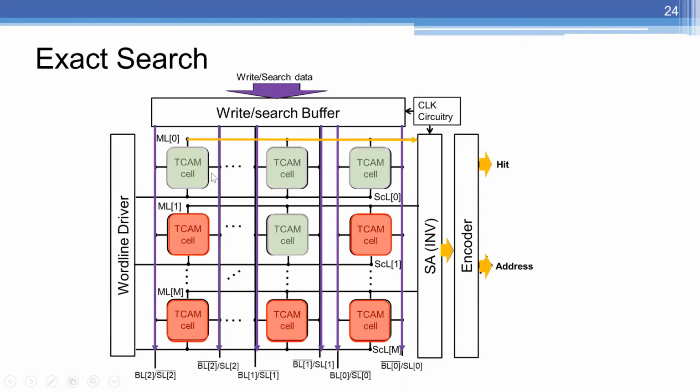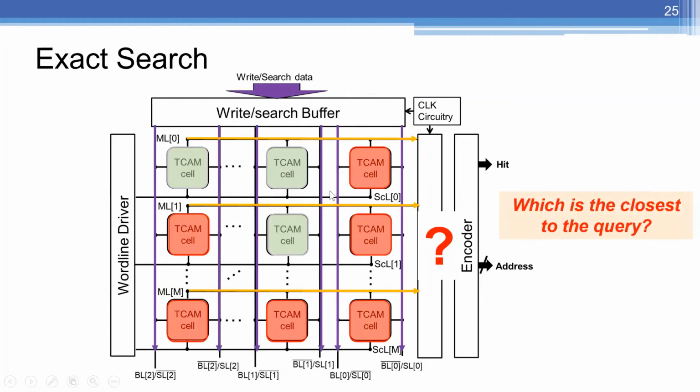Only when all cells within one row exactly match the search data will the array give you an output as hit. And due to the limited size of the TCAM array, such a block can only match at most M queries, whatever the application's search data queries are. So it is most likely that other queries do not match any of the stored vectors within the memory blocks. In this case, we have to determine which is the closest vector stored in the TCAM array to the query. For example, in this case, the first row has the closest distance to the input query.